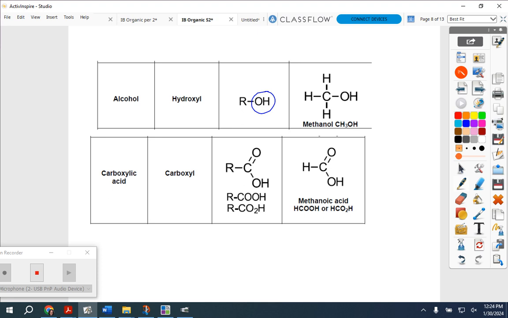Now, the carboxylic acid is like a cross between an aldehyde and an alcohol. Okay, it's got the carbonyl group and it's got the hydroxyl group, and the whole thing together is called a carboxyl group. So this is carbonyl plus hydroxyl.